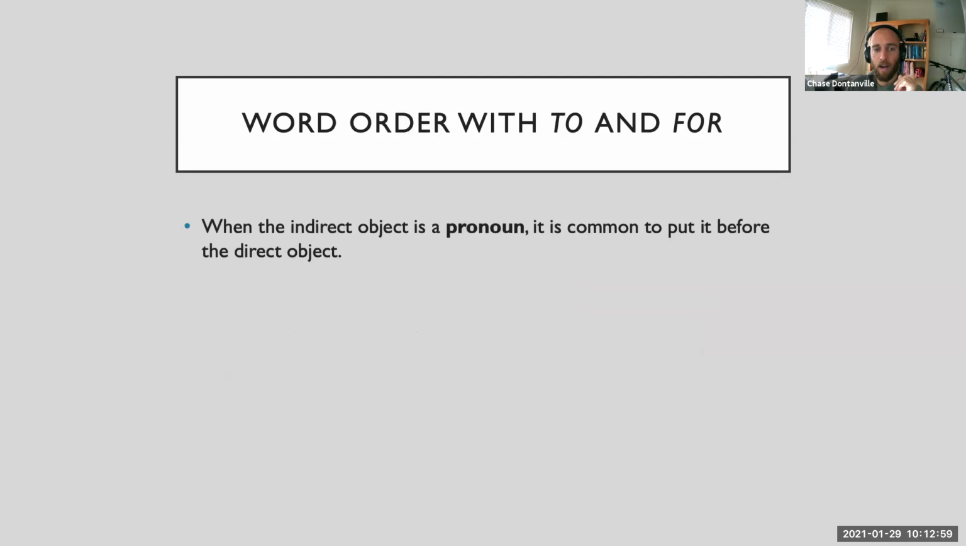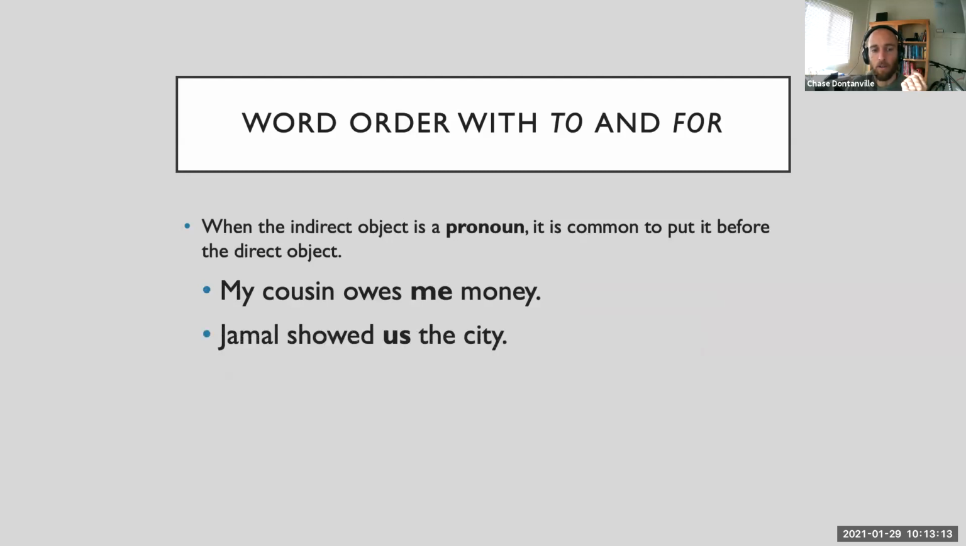When the indirect object is a pronoun, like me, you, he, she, it is common to put it before the direct object. For example, my cousin owes me money. Or Jamal showed us the city. In the first example, you can say my cousin owes money to me. But because me is a pronoun, we tend to put it first. So my cousin owes me money.